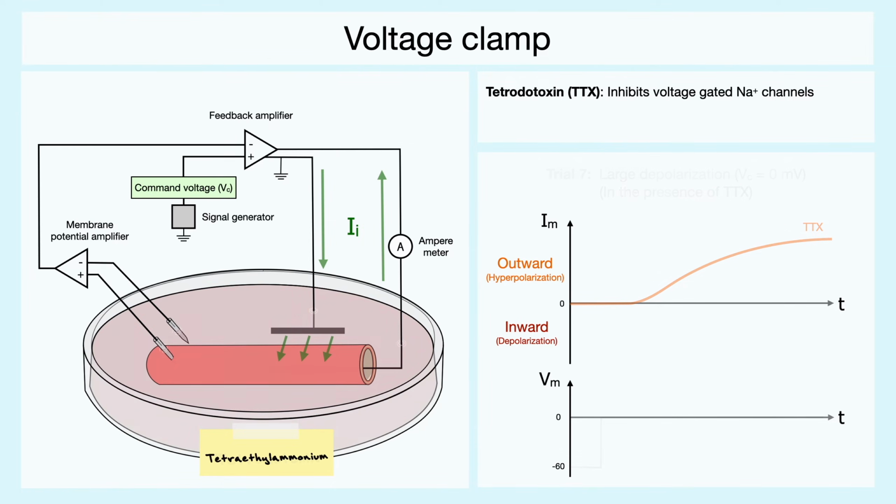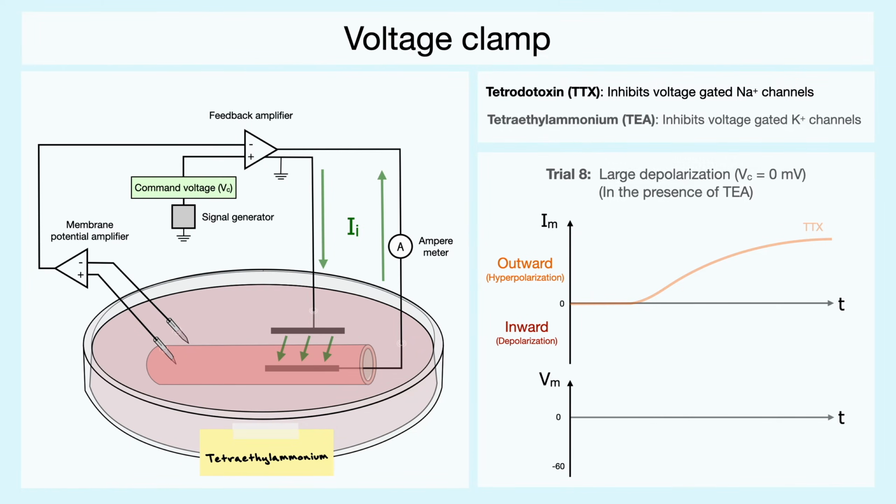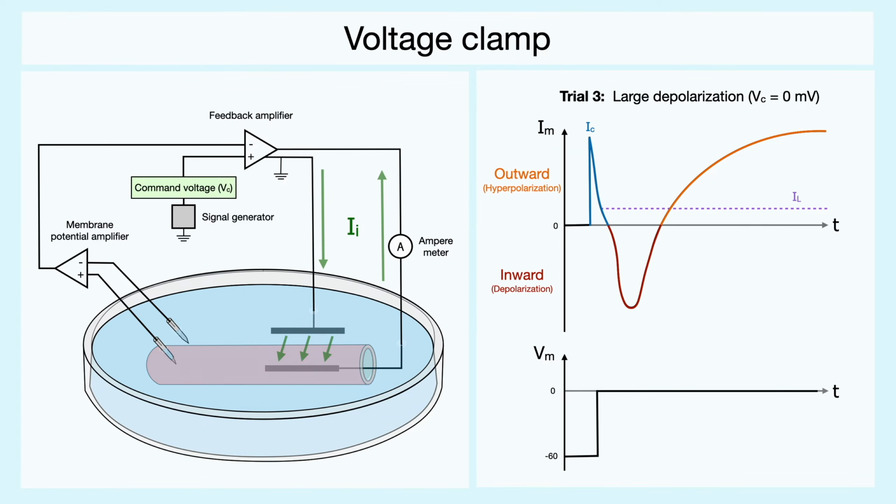Alright, in another trial, when one uses tetraethylammonium, a drug that inhibits the voltage-gated potassium channels, the recordings show only an early inward current, which we know sodium is responsible for. Thus, we can deduce from these results that potassium is indeed responsible for the outward current. Therefore, when we look back at the original recording, the first bit of current is the transient sodium inward current, which is followed by a delayed outward potassium current.